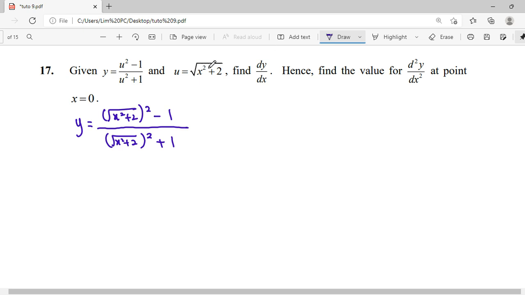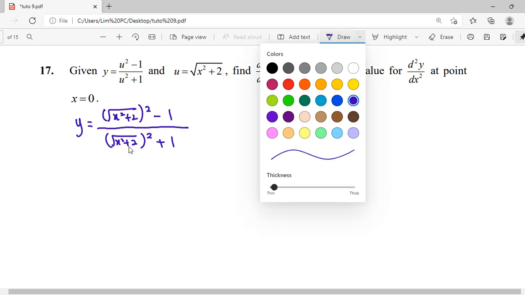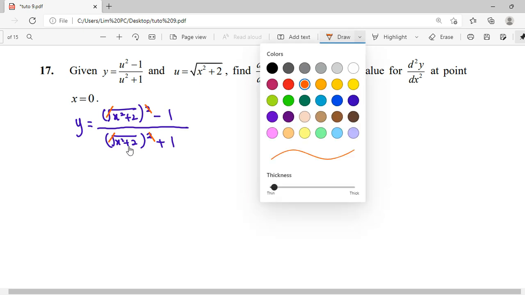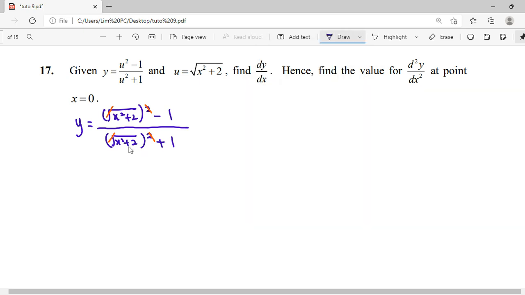Okay, so substitute this u inside here. And then square root and square, simplify. So actually our y is in terms of x, and this is explicit, which is (x squared plus 1) over (x squared plus 3). Because 2 minus 1, we get 1. 2 plus 1, we get 3. So we are only going to differentiate it explicitly.